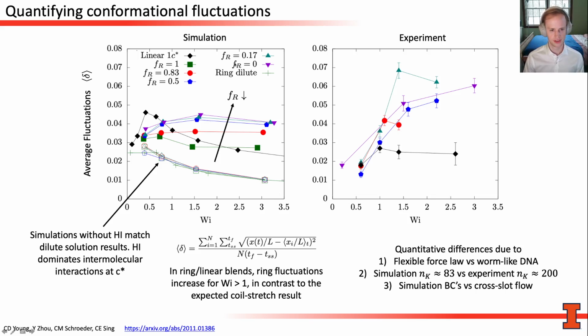These are the results from the simulation on the left, and on the right I'm showing the results from the experiment, which are qualitatively consistent to within the error bars of the experiment and the coarse graining errors of the simulation. So we say here that we have some qualitatively consistent results that both the experiments and the simulations show these large conformational fluctuations of ring polymers in a linear polymer blend.